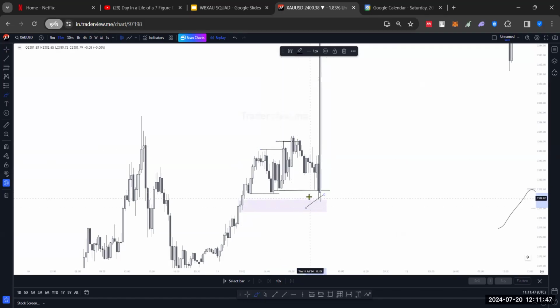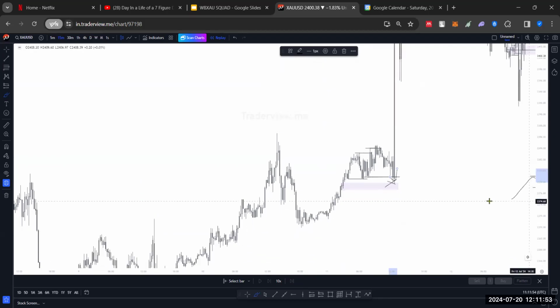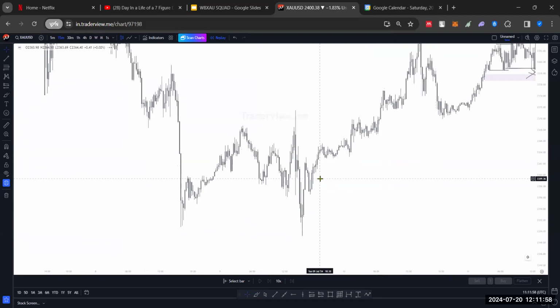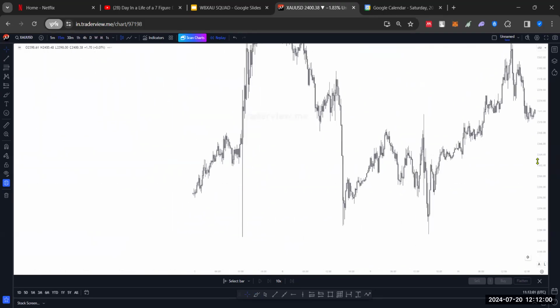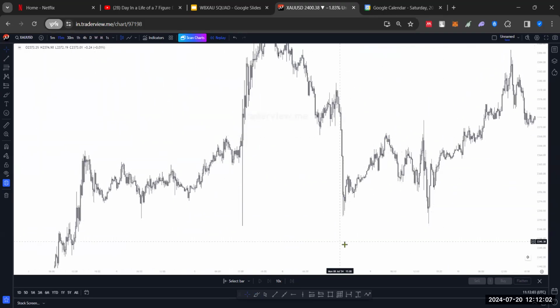Okay, it came into the level. I can buy directly from here. Why? Because I have an MSU into that area. Okay, in fact, the continuation MSU into that area. So when you get an MSU into a zone, always be willing to trade that zone. Okay, another example is this buy that happened.